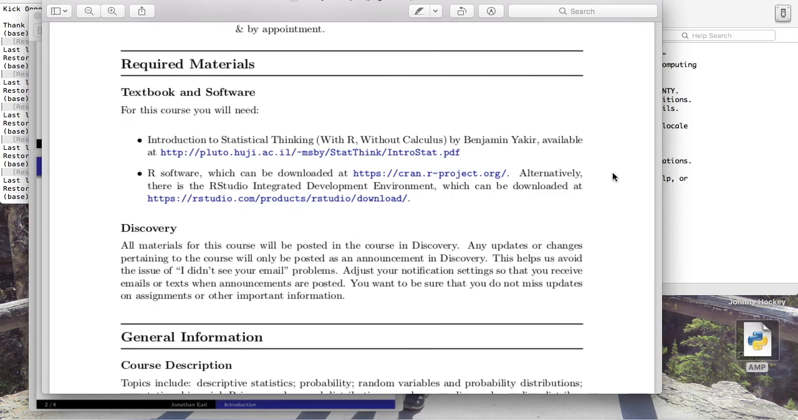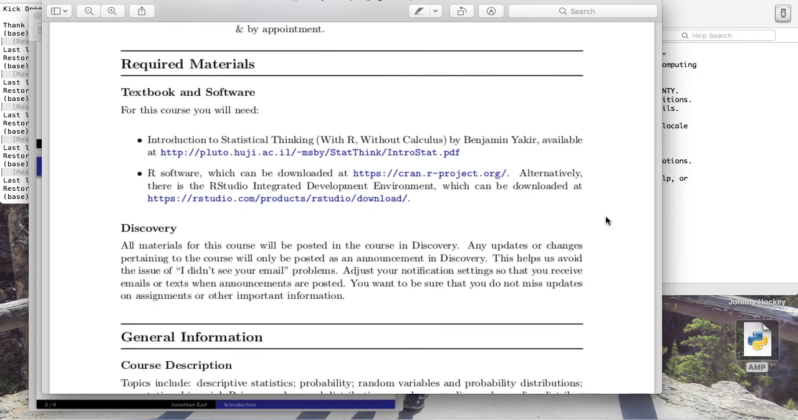For the course, the two main things that you'll need will be the textbook, which is An Introduction to Statistical Thinking with R without Calculus, and it's readily available at this link. If for some reason you try to click on the link and it doesn't work, just copy paste it into your browser. And then we'll also need R.